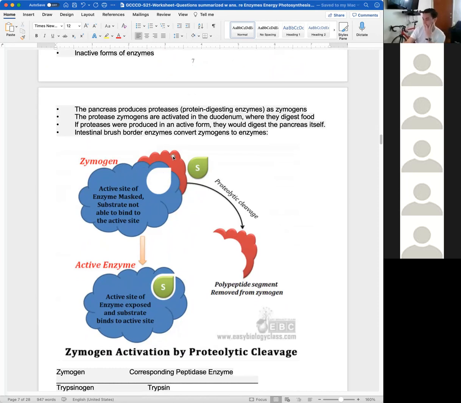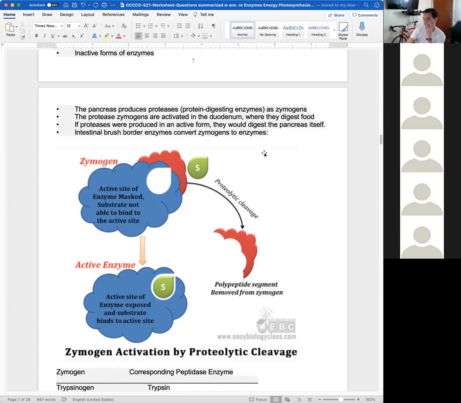But the active site is covered up by a substance, could be a polypeptide. So if it is a peptide, a proteolytic cleavage can remove this so that now the substrate can fit into the active site. And the enzyme is now active. So this gives you an idea how to visualize what a zymogen is and how it becomes activated.